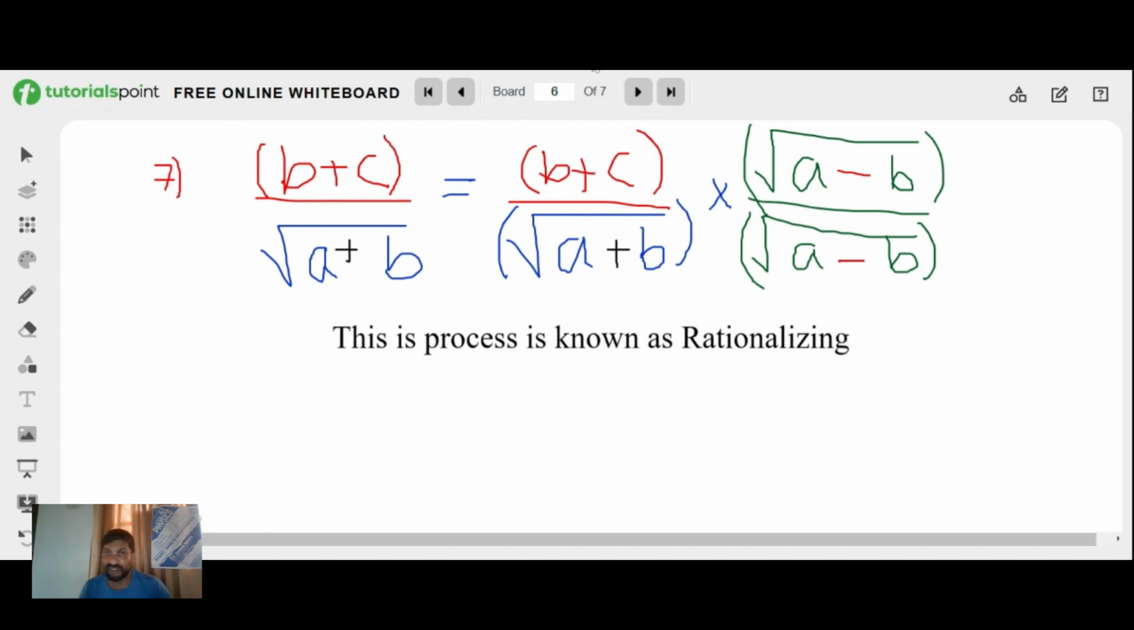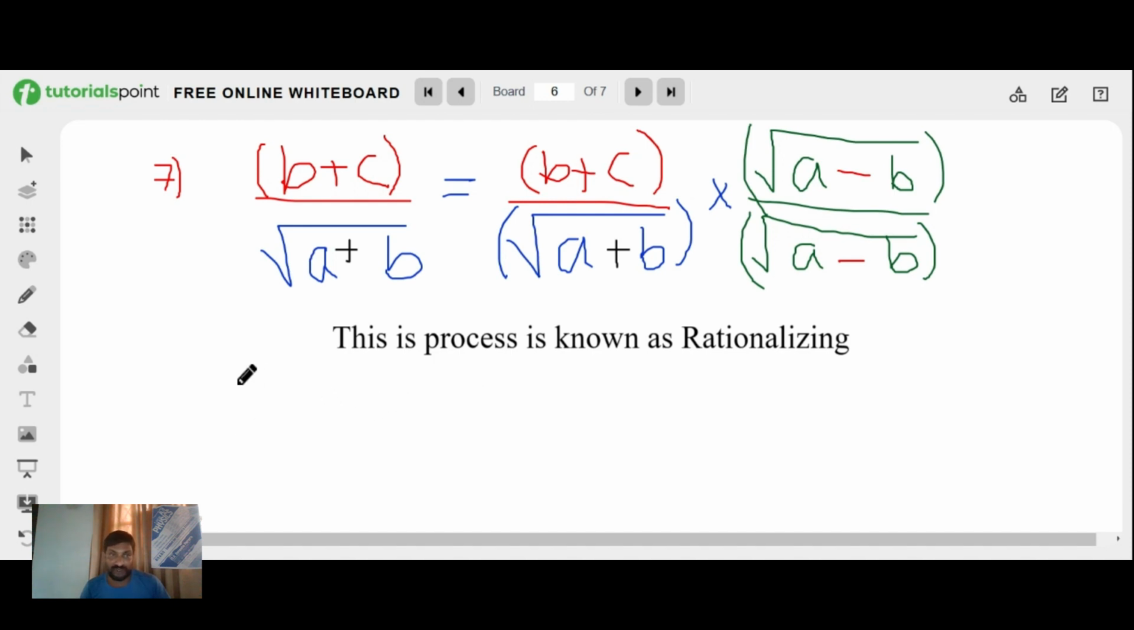I was using different colors over here. b plus c divided by root of a plus b. We have to change the sign. The root sign has to be written like this, but in place of plus b, we write minus b: root of a minus b. We are multiplying and dividing the ratio by root of a minus b. Then automatically you can see a process called, sorry, difference of squares.